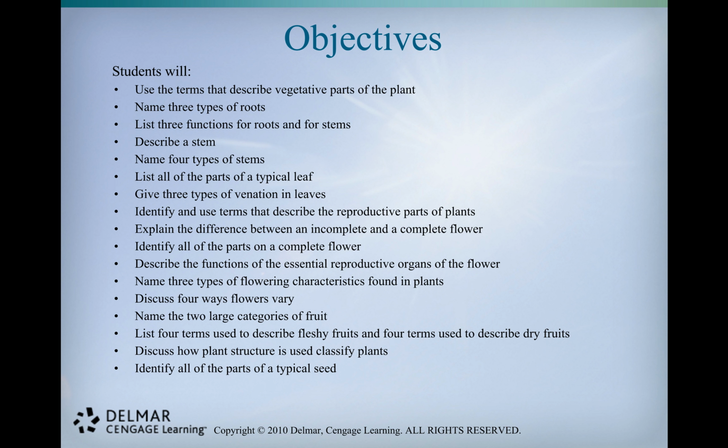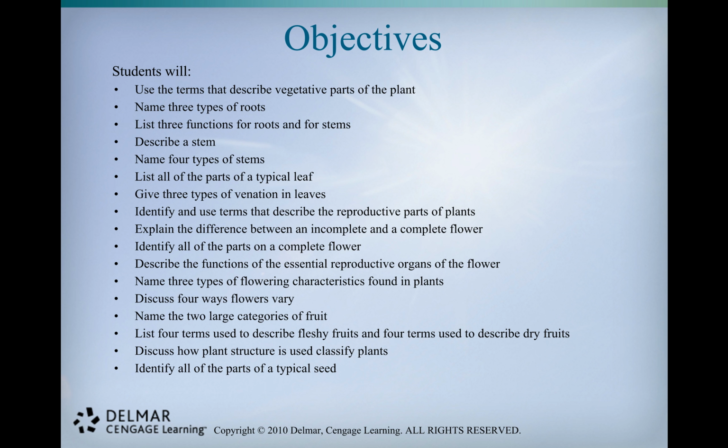A lot of you may have a lot of knowledge on this: the roots, the stems, the leaves, the flowers. That's great, so you'll be able to rock and roll through this whole thing. But you will be able to use the terms that describe vegetative parts of the plant. You will also be able to name 3 types of roots after today, because roots are not just roots. There are different kinds. Also, you'll be able to list 3 functions for roots, and then also for stems.